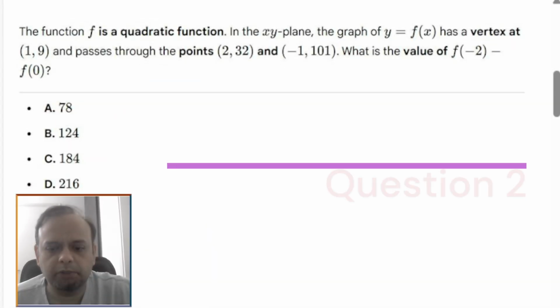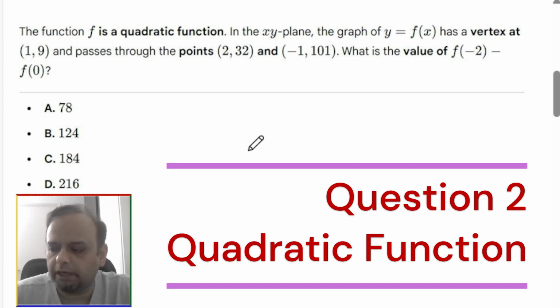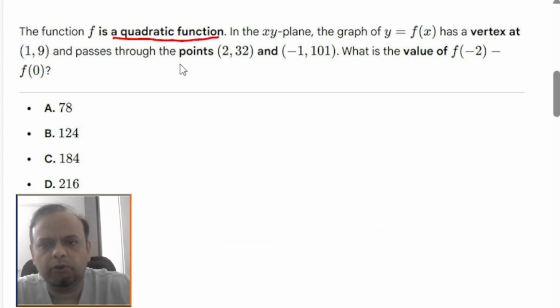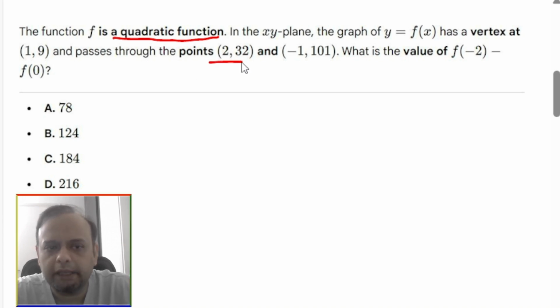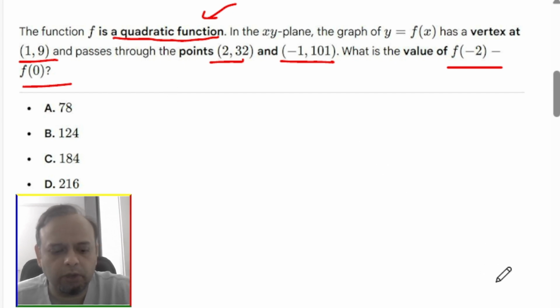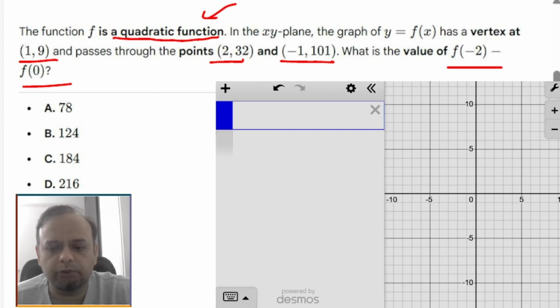Let's look at question number 2. This is a quadratic function. How do we know that? The question says it's a quadratic function. Anytime you notice the kind of function and then you see a few points given to you, recognize you will need to know the function, whether it's linear, exponential, or quadratic. Okay, so how do we know the function? Anytime you have points thrown at you, we're going to use Desmos.